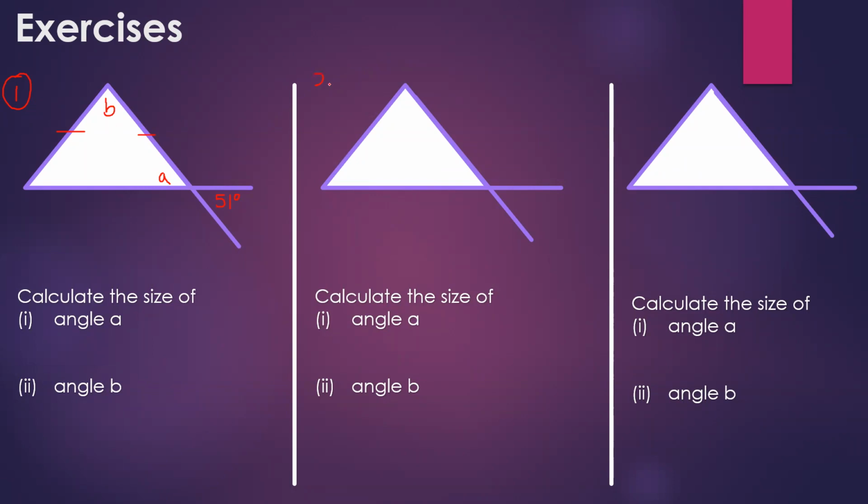Let's say that this one is 39 degrees. And let's say that we're dealing with an isosceles triangle. And we'll say that the side is B. And this is A. Okay.